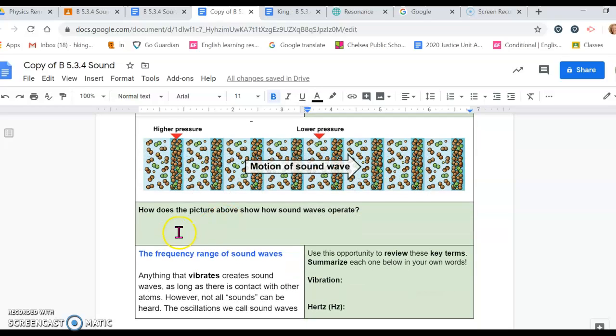Here we go, some more information. How does the picture above show how sound waves operate? Okay, so you've got high pressure, low pressure. As the wave moves along, you've got a mixture of low pressure and high pressure. And I would notice that they keep interchanging. That's a great word for you to use. Low pressure and high pressure waves keep interchanging as the sound wave moves.